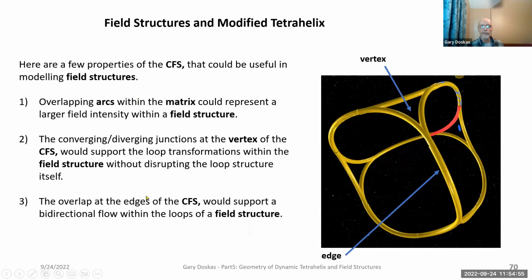Here are a couple of features that I thought would be interesting to apply to field structures. The overlapping arcs in this matrix could represent different field intensities in a field structure. These converging diverging junctions at the vertex could support loop transformations within a field structure without disrupting the loop structure itself. I've got another slide that tries to explain this a little better. And then the overlap at the edges of the CFS also supports sort of a bidirectional flow within a field structure that may be useful.